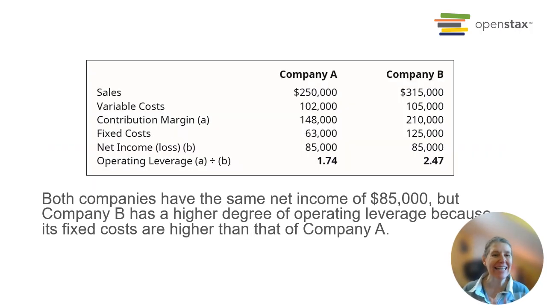Here we have an example. We've calculated the operating leverage of each company. For company A, that would be the 148,000 divided by 85,000. For company B, it is the 210,000 contribution margin divided by the 85,000. We see A has an operating leverage of 1.74. Company B has an operating leverage of 2.47, and 2 decimal places is fine for these.